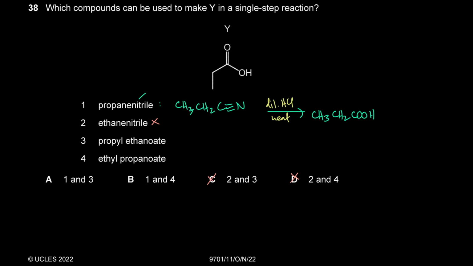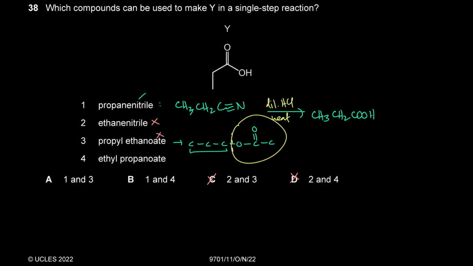And then propyl ethanoate, right? This is an ester that we can hydrolyze, okay? But propyl means this alcohol part is 3 carbons and then the acid part is 2 carbons, right? Propyl and then ethanoate, right? So here we would actually get ethanoic acid. We would get ethanoic acid, right? Not propanoic acid. So it's not 3.